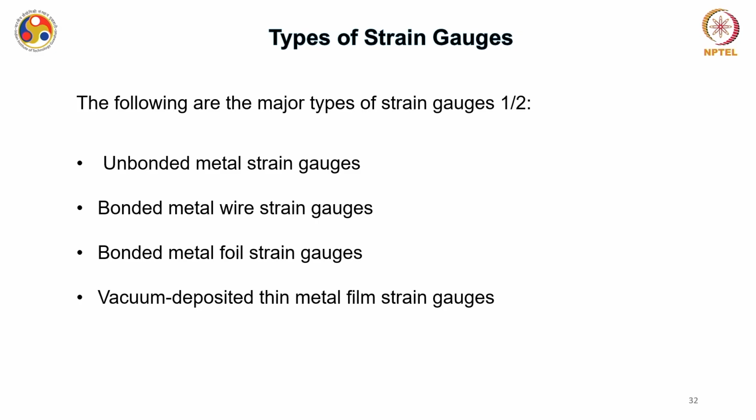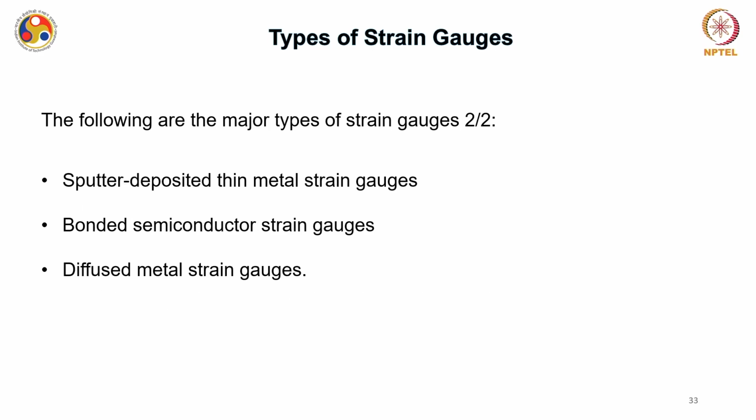There are different types of strain gauges, and some of the types are written over here. You have unbonded metal strain gauges, and bonded metal wire strain gauges. Wires sometimes can also be used in the form of foils, so you have bonded metal foil strain gauges. Then we have thin film based strain gauges. A metallic film can be deposited by a number of means, mostly by sputtering, so we have sputter deposited thin film strain gauges separately.